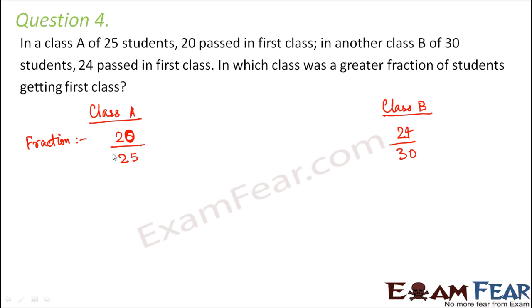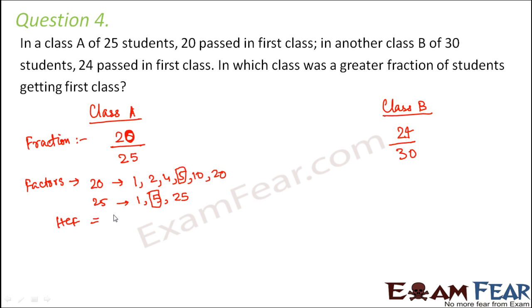So for that, let us first try to represent each of them in their simplest form. Let us first write down the factors of 20 and 25 so that we can find the HCF. The factors of 20 would be 1, 2, 4, 5, 10 and 20. And for 25 it would be 1, 5 and 25. So the highest common factor would be 5. So HCF would be 5.